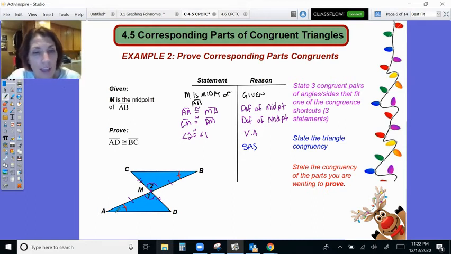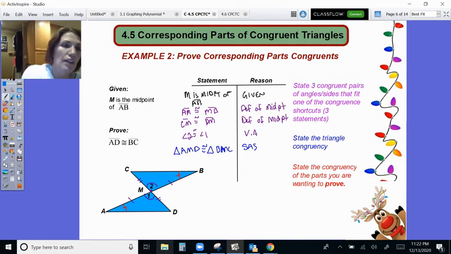Okay, so I'm going to go from AMD. So triangle AMD is congruent. And if I went from A over here, I'm going to have to start with B. Okay, so B to M to C. Triangle BMC is congruent.